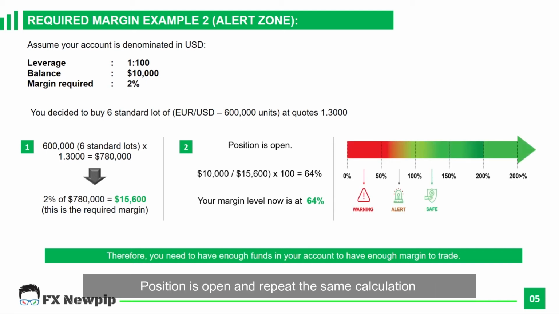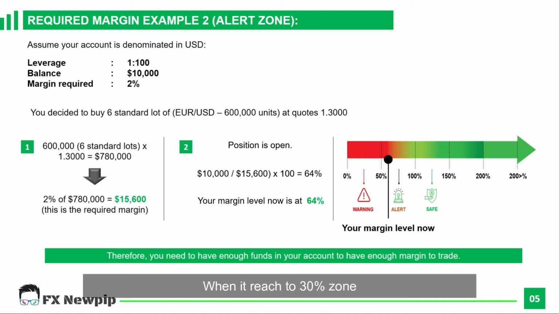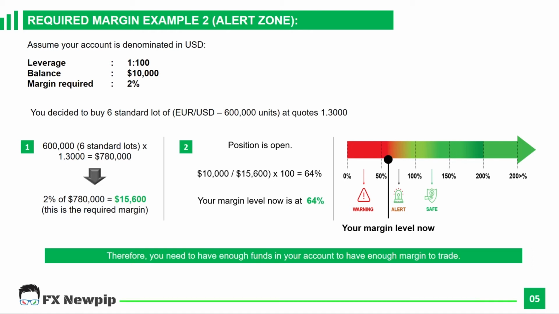Position is open and repeat the same calculation, and your margin level is at 64%. This zone is considered the alert zone. When it reaches the 30% zone, some forex brokers will automatically close your position.